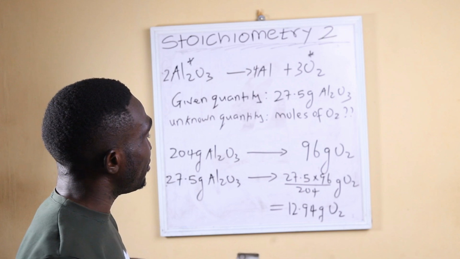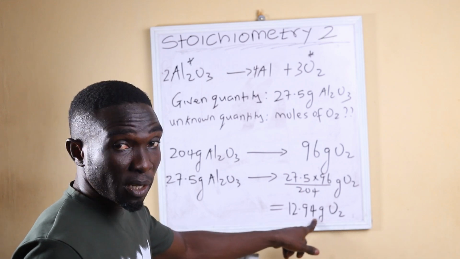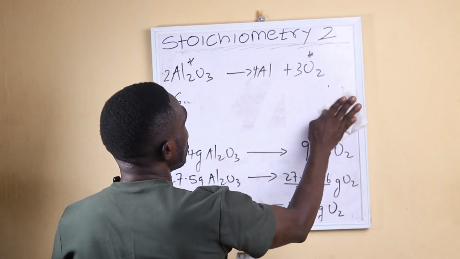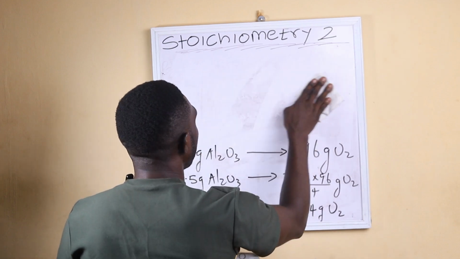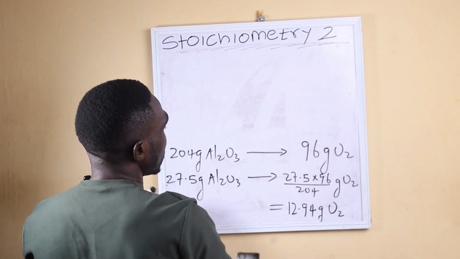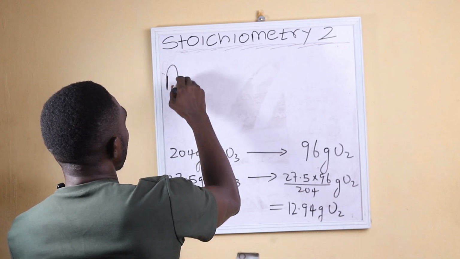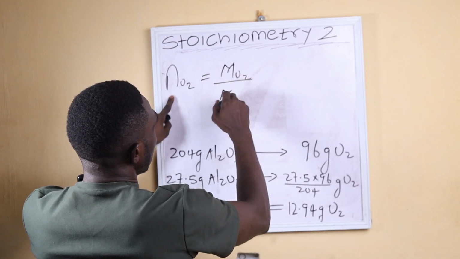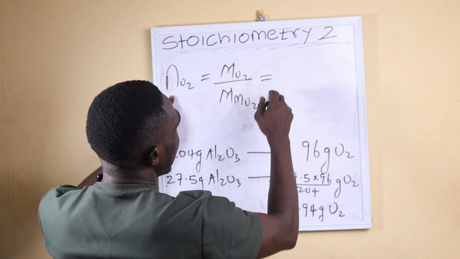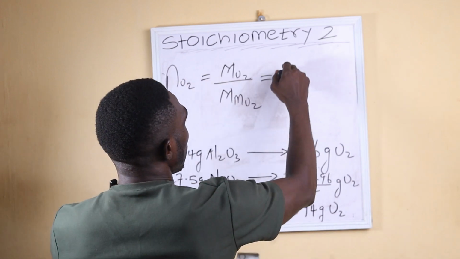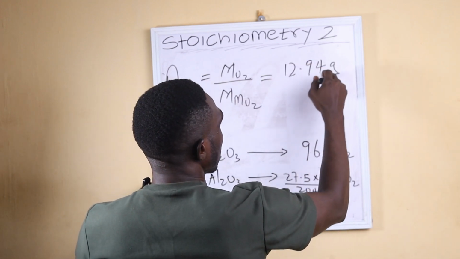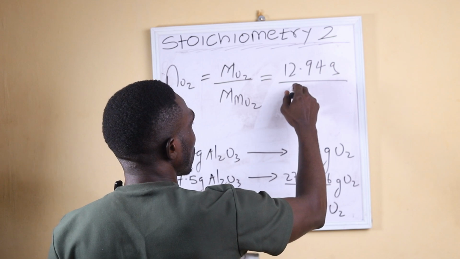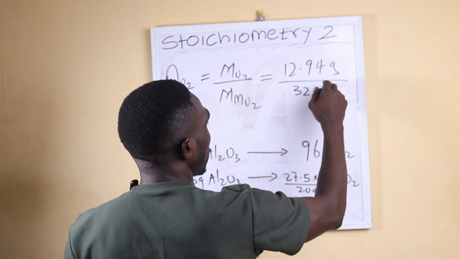Oxygen. So I'm going to convert from grams here to moles of oxygen. Remember that number of moles is equal to mass over molar mass. So for me to find the number of moles of oxygen here is going to be equal to the mass of oxygen over what? The molar mass of oxygen. So what's the mass of oxygen given here? We got it as 12.94 grams. And I'm dividing by the molar mass of oxygen, which is equal to 16 times 2, which is equal to 32 grams per mole.